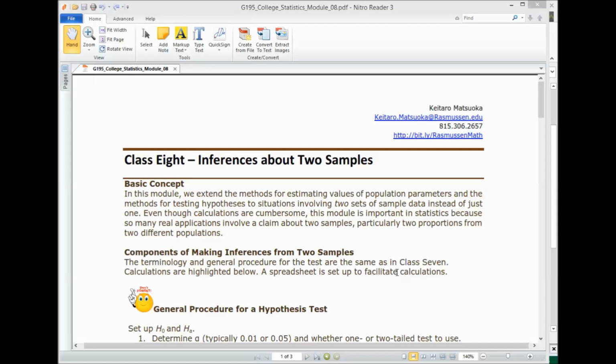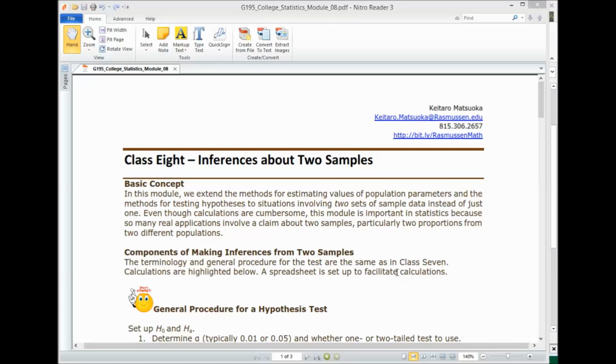Similarly, for the mean, we set the mu to be some number, and the alternative hypothesis was either mu is less than some number, greater than some number, or not equal to a number. In Module A, what we do is we extend the methods to two sets of data. So what we're going to do is compare two means and two proportions.